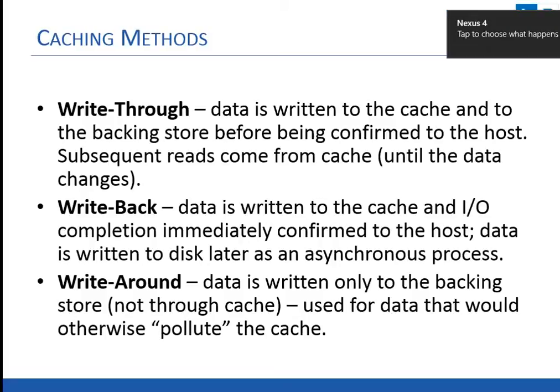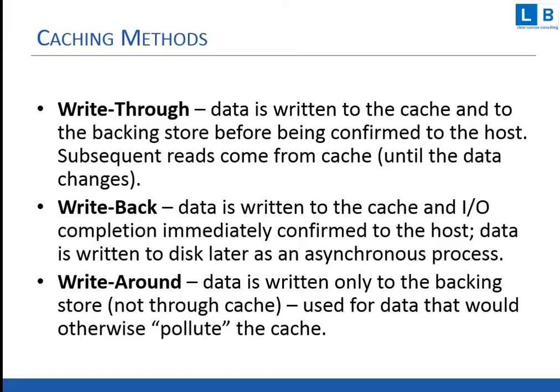Typically, there are two types of caching that we do. We do read caching, where a request might come in to read a block of data, and the cache provides it. Or we do three types of write caching, and you can see the three types of write caching on the screen at the moment.